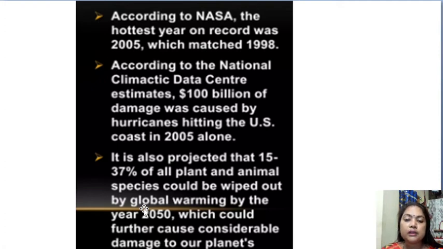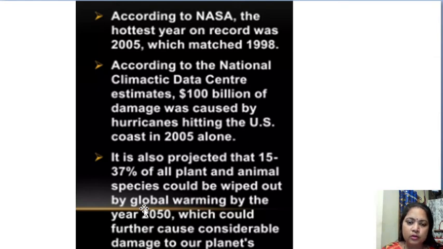So why do hurricanes arise? They arise due to changes in temperature patterns. We can say due to global warming, due to climate change. Okay. So ultimately it affects our economy, isn't it? It is also projected that 15 to 37% of all plant and animal species could be wiped out, means totally vanished, or scientifically the term used is extinct.